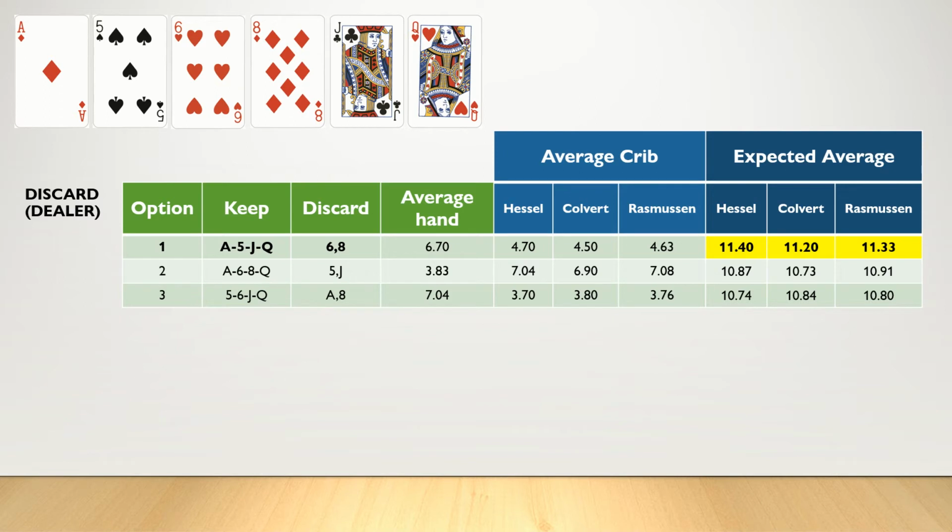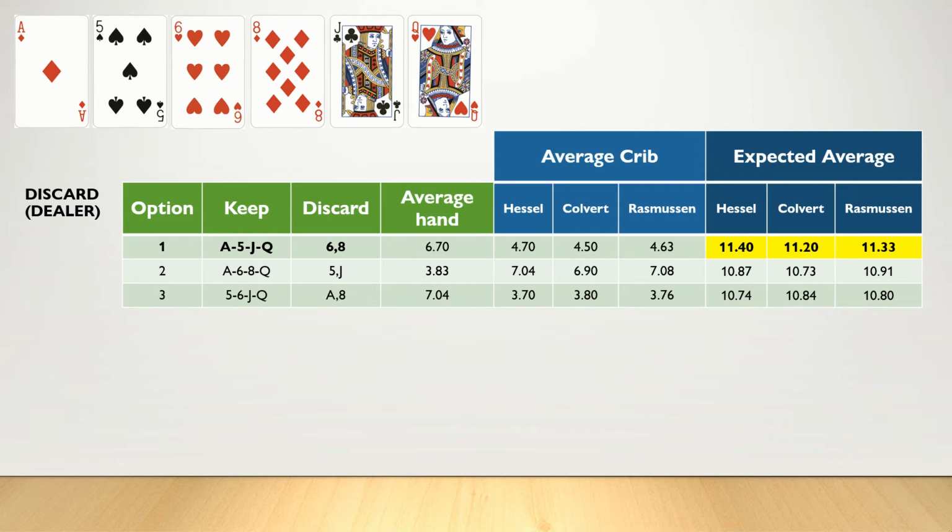This might be a good time to mention, if you haven't already watched my first video on expected average, you might want to go back and watch it, as this data will make a lot more sense once you watch that video. So I've calculated the top 3 options for this hand for dealer, and the mathematically optimal discard choice is the 6-8 discard. The average hand value plus the average crib value results in the highest expected average value of these 3 options, meaning keeping the Ace 5 Jack Queen in hand and discarding the 6-8 to your own crib will earn you a total of 11.3 points on average.